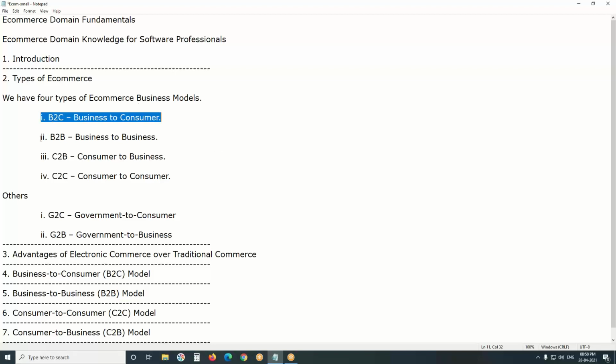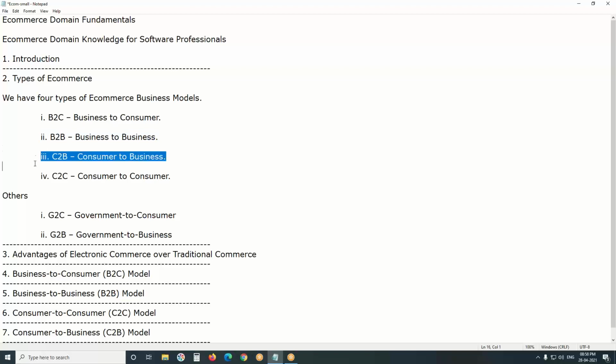Next, B2B, business to business e-commerce model. In a B2B model, a business sells its product or service to another business. Sometimes the buyer is the end user, but often the buyer resells to the customer.